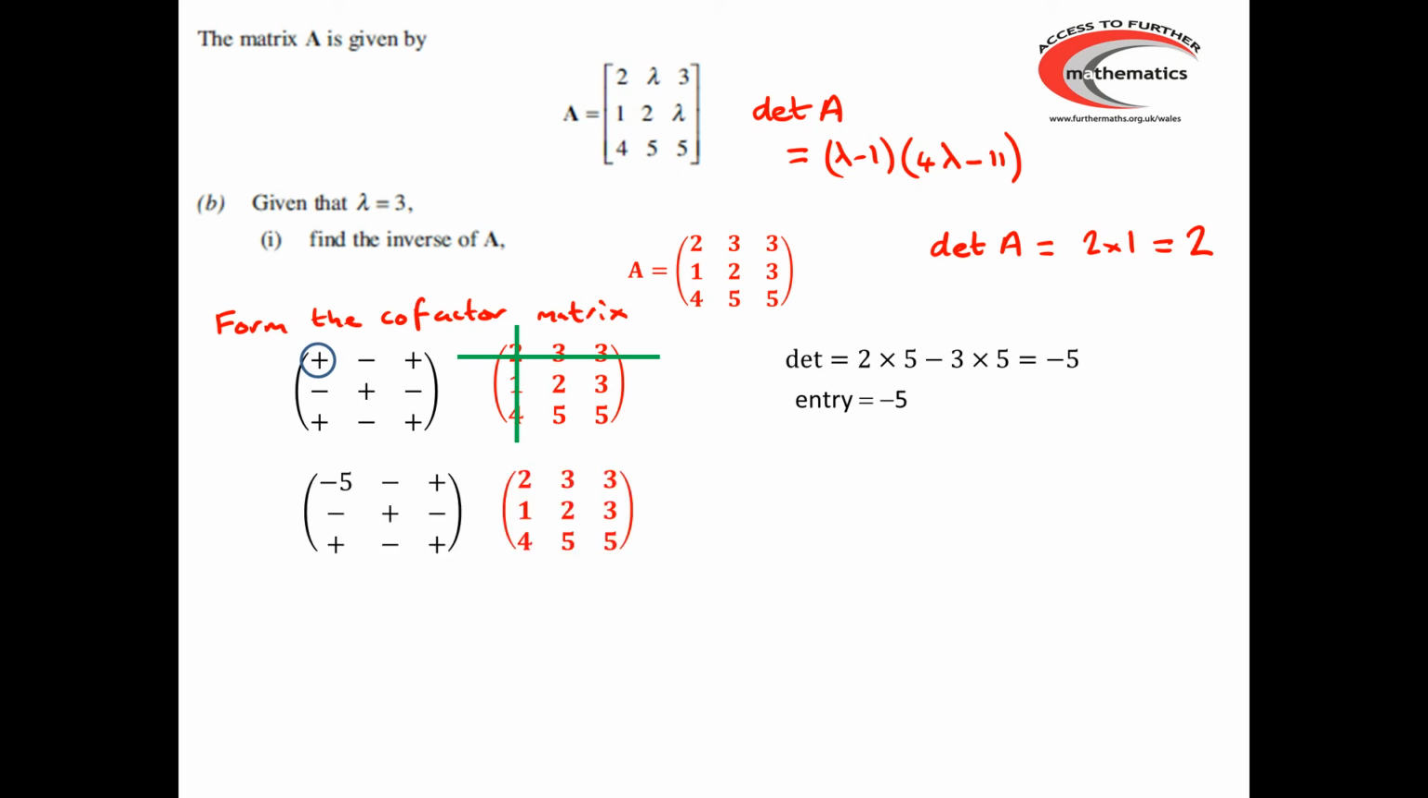Moving to the next entry across, so we cross out the second column, we cross out the top row.